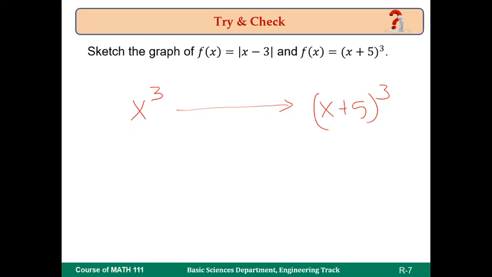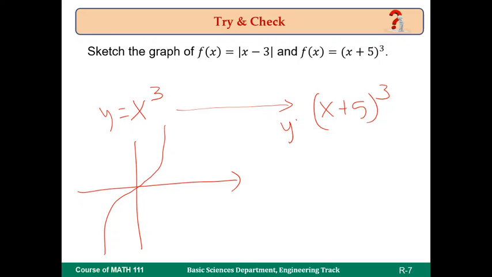Now, do we know the graph of y equal to x cubed? Yes, we know it's something like this. And think of the graph of this. So x is replaced by x plus 5. It means it's a horizontal shift, so it's a plus 5 here. So plus 5 means this side, how many units? 5 units. So from 0 to 5, it will go minus 5, up to minus 5.